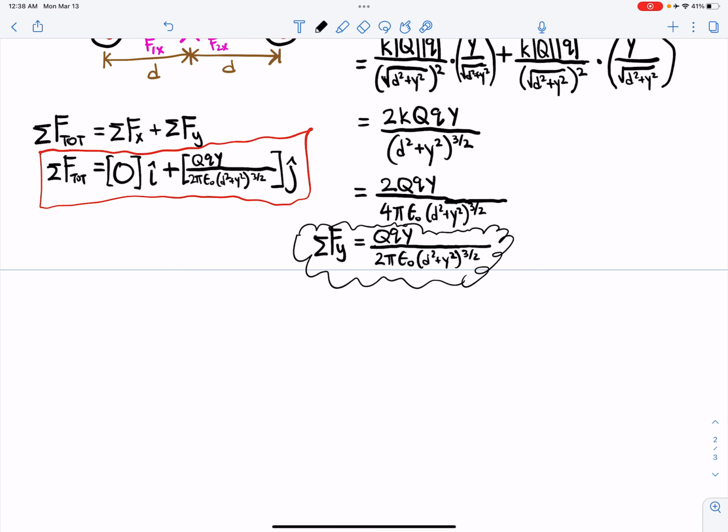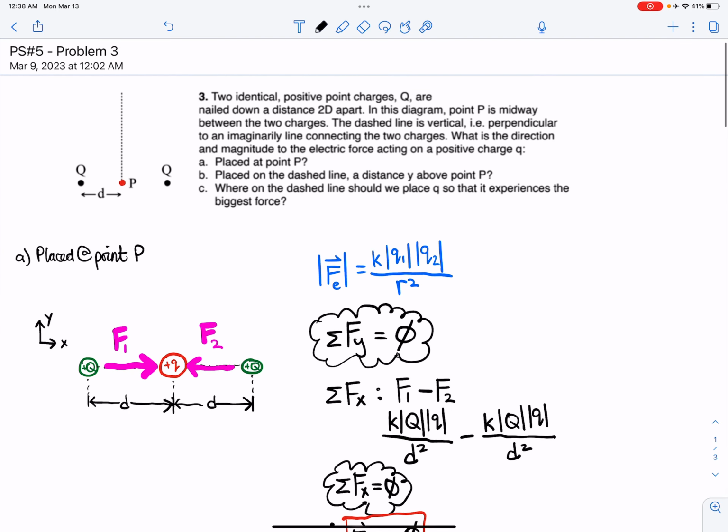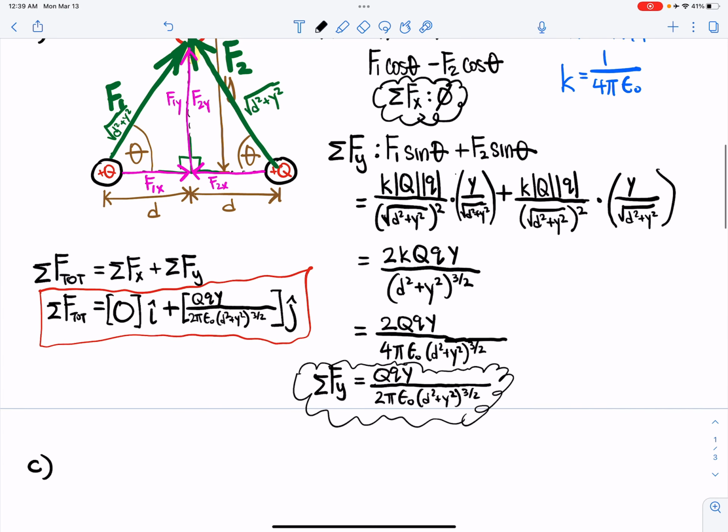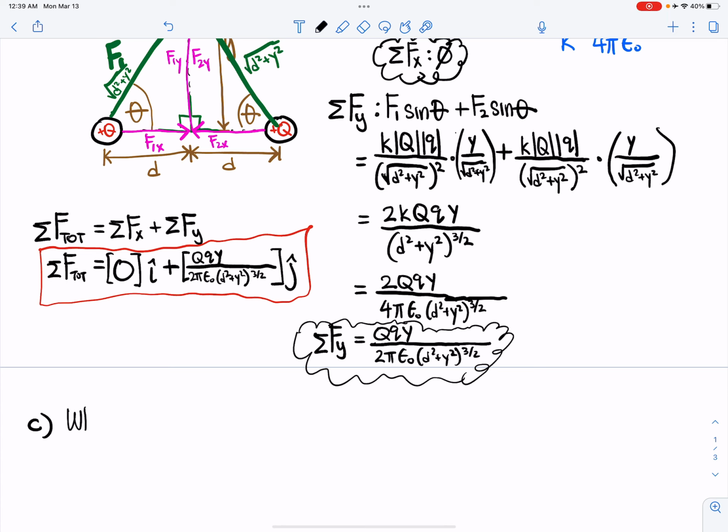All right, moving on to part C. Where on the dashed line should we place Q so that it experiences the biggest force? Okay, so now we're dealing with maximum force, right? So I want to know where on the dashed line to place Q for maximum force.